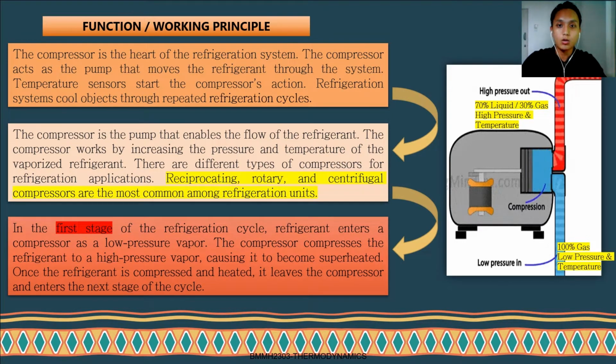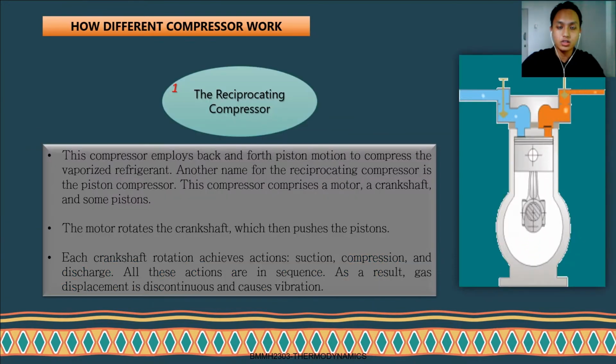There are different types of compressor for refrigerant applications, such as reciprocating, rotary and centrifugal compressors, which are the most common among refrigeration units. The first stage of the refrigeration cycle is the compressor. Refrigerant enters the compressor as a low pressure vapor. The compressor compresses the refrigerant to a high pressure vapor, causing it to become superheated. Once the refrigerant is compressed and heated, it leaves the compressor and enters the next stage of the cycle. So that is the working principle of the compressor.